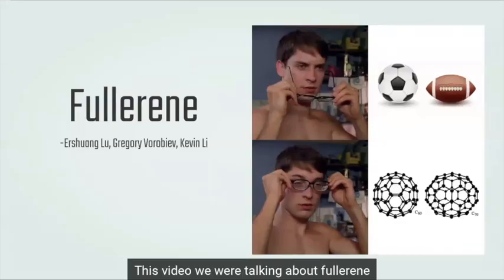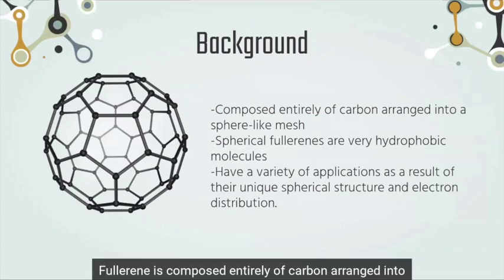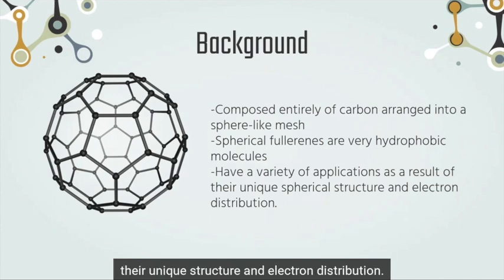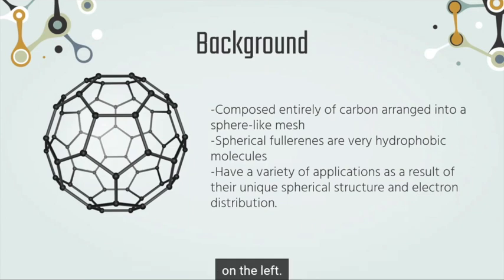In this video, we'll be talking about fullerene. Fullerene is composed entirely of carbon arranged into a sphere-like mesh. Spherical fullerenes are very hydrophobic molecules. They have a variety of applications as a result of their unique spherical structure and electron distribution. There are many types of fullerenes. The most famous one, and also the most common one, is C60, which is shown on the left.